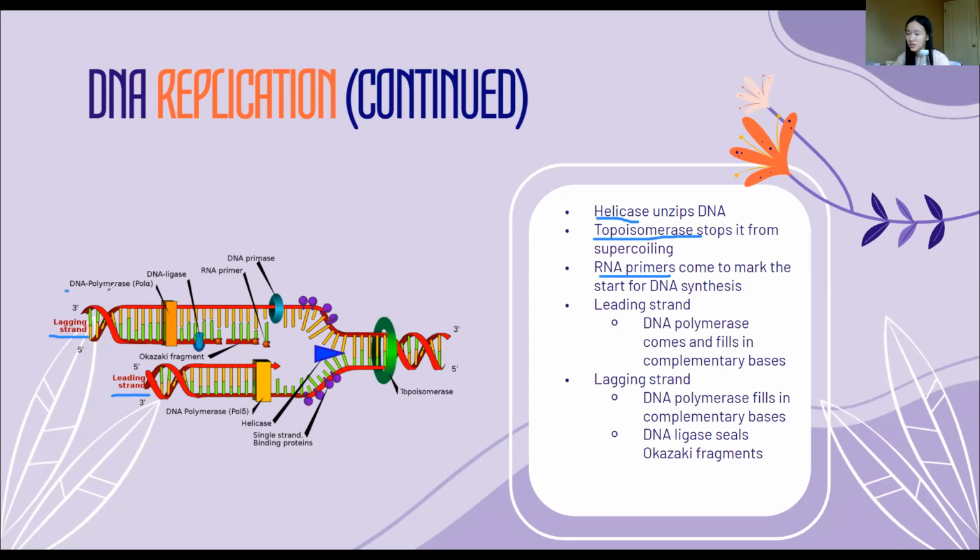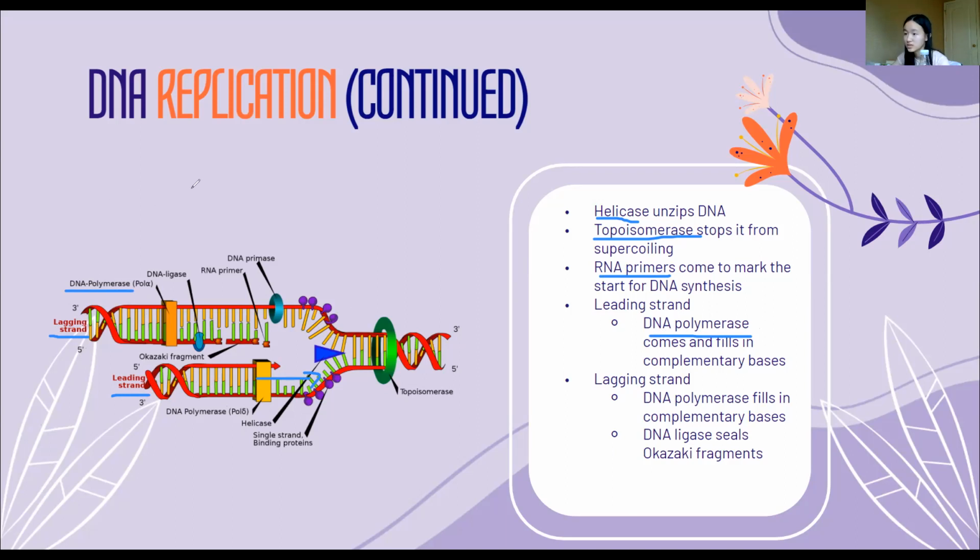So this DNA polymerase, it can only move in one direction. And let's just take a look at the leading strand. So this DNA polymerase, it can only move in this direction. So for the leading strand, it's fairly simple. DNA polymerase comes in, just smoothly fills in all the complementary bases. However, with the lagging strand, it's different because it goes in the opposite direction.